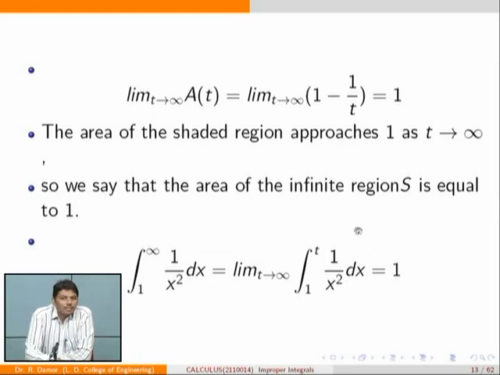Now see how this can be written. The integration of 1 upon x square is minus 1 upon x between the limits 1 to t. So this is minus 1 upon x from 1 to t, and you can put in the upper limit minus the lower limit, so it can be converted into the form 1 minus 1 upon t. And then we can directly find the limit t tends to infinity, as 1 minus 1 upon t goes to 1. So the area bounded by this curve equals 1.